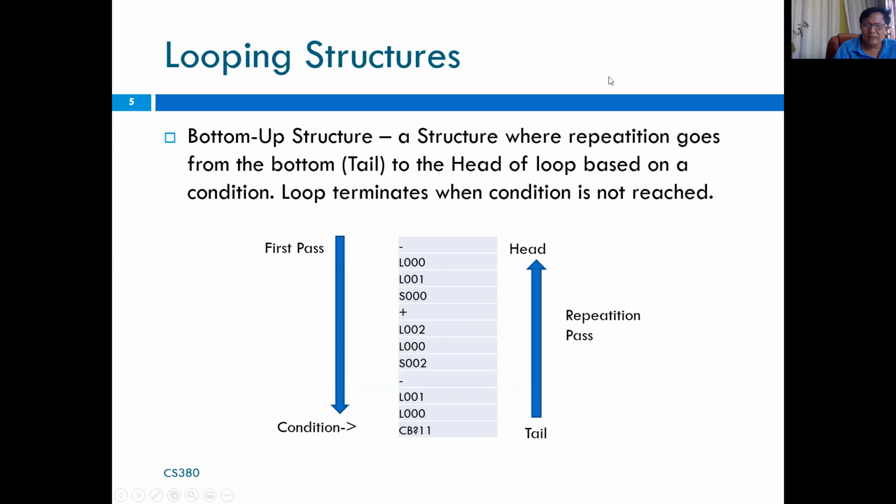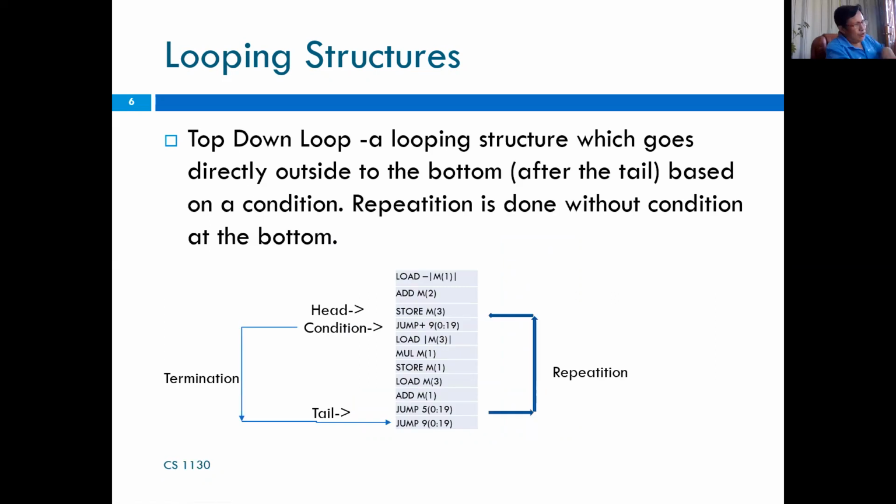Any questions so far? So from the bottom to top. That's a bottom-up loop. The example we have is a bottom-up loop. Of course, if there's a bottom-up, there's also a top-down loop. What's the difference between a top-down loop and a bottom-up loop?